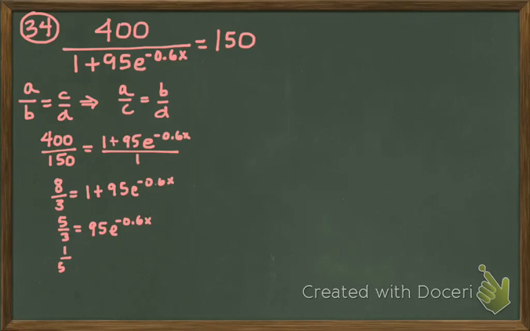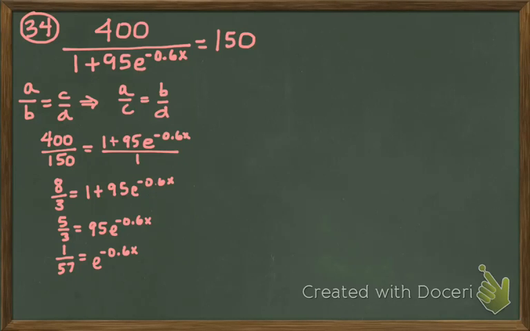And these are calculator questions, but you still need to be able to do these steps, so don't think, well, why don't I just type it in my calculator? Because you won't always have your calculator. We have 1 over 57 equals e to the negative 0.6x. I think I can squeeze one more step down here.